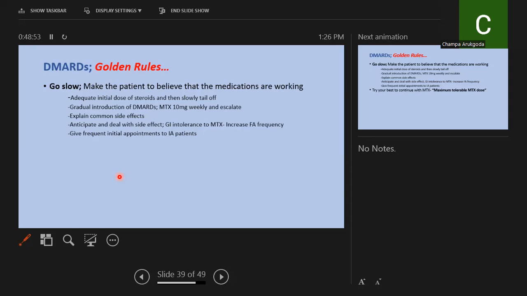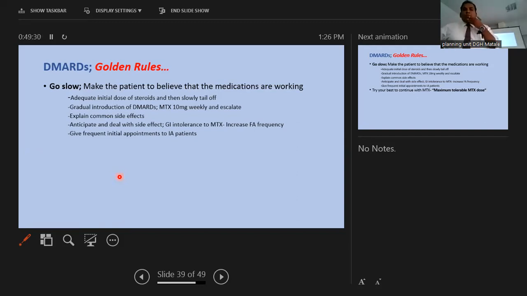There would be GI intolerance with methotrexate. For that, we can increase the folic acid frequency. In the UK setup, people say that ingesting it with Coca-Cola reduces the nausea and vomiting associated with methotrexate. And in other countries, and in Sri Lanka as well, we have the facility of going for subcutaneous methotrexate if there's GI intolerance.